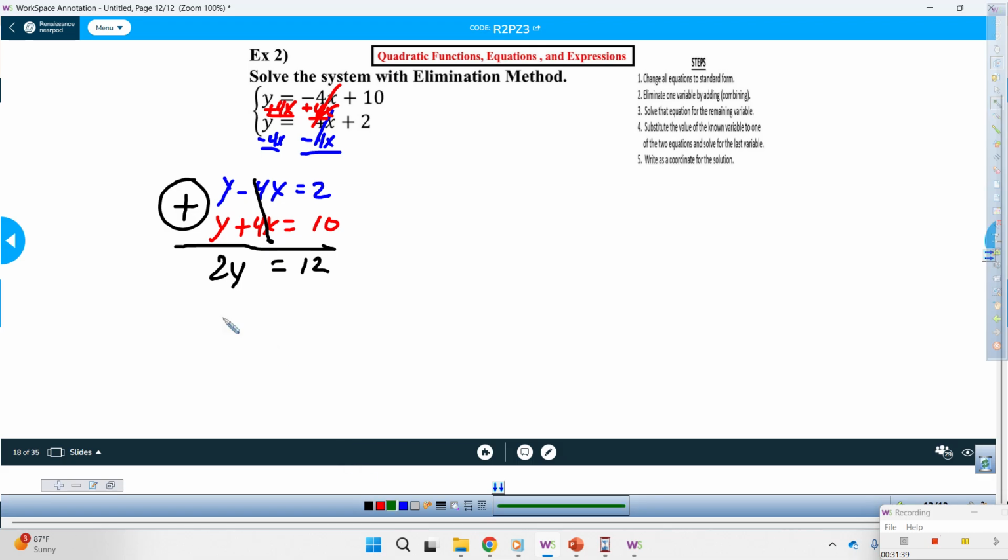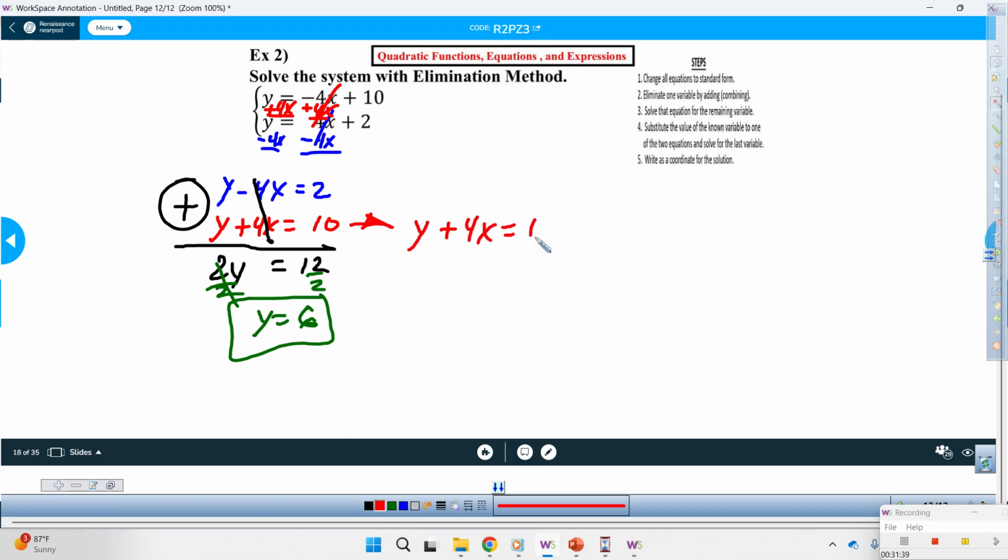Last but not least, we solve for that variable. Divide by 2, divide by 2. Y equals 6. Am I done? No, I need to pick one of the two equations. Sarah picked the blue one. This time I'm going to use the red one to prove a point that it doesn't matter which one.